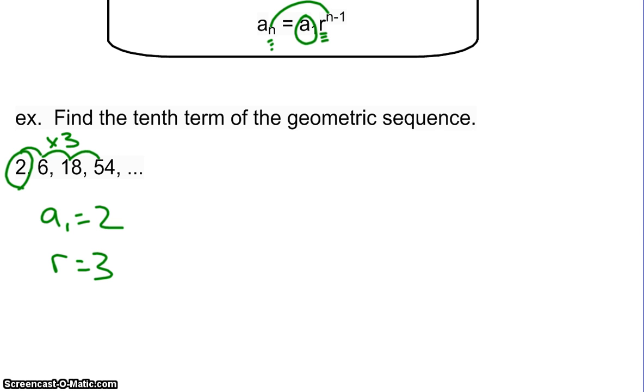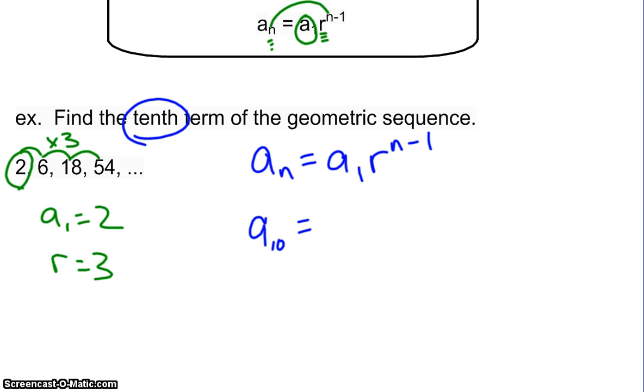At this point, we're just plugging directly into our formula to find the 10th term. We want the 10th term, which means our n value is going to be 10. So we plug in our first number of 2 times the common ratio of 3 to the 9th power, because 10 minus 1 is 9.